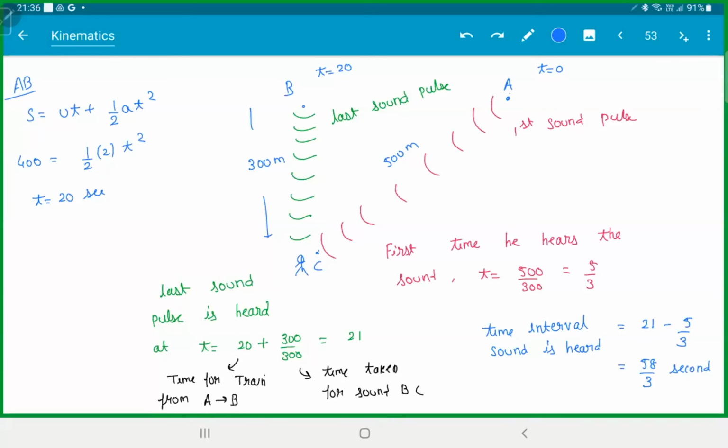From B to C, what is the distance traveled, Anika? 300 meters. What is the speed of sound? 300 meters per second. So time taken is what? Distance by speed, right? Sound takes 1 second to go from B to C.